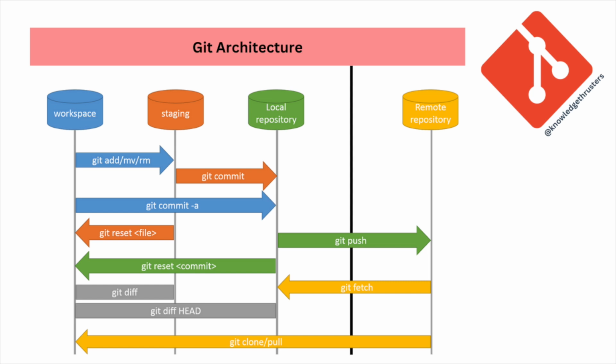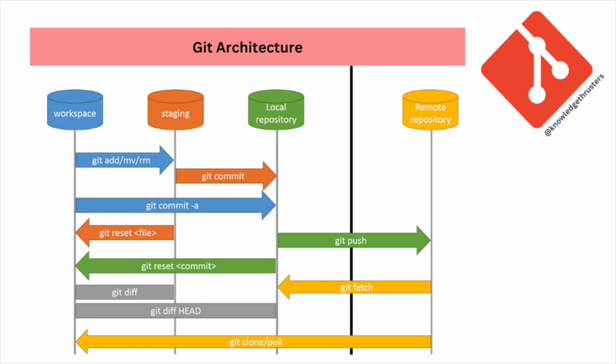And if you combine these two commands, git commit with -a, it directly commits that to the local repo. You can also reset using git reset, if you want to revert your changes, and git reset with a commit id will also reset your commit changes. And if you do a git push, that will push your local repo changes to the remote repo.